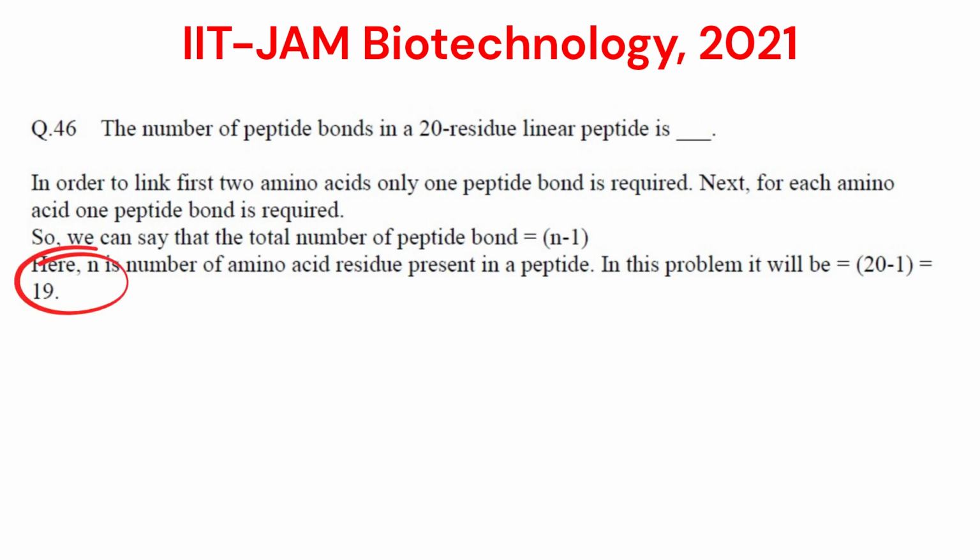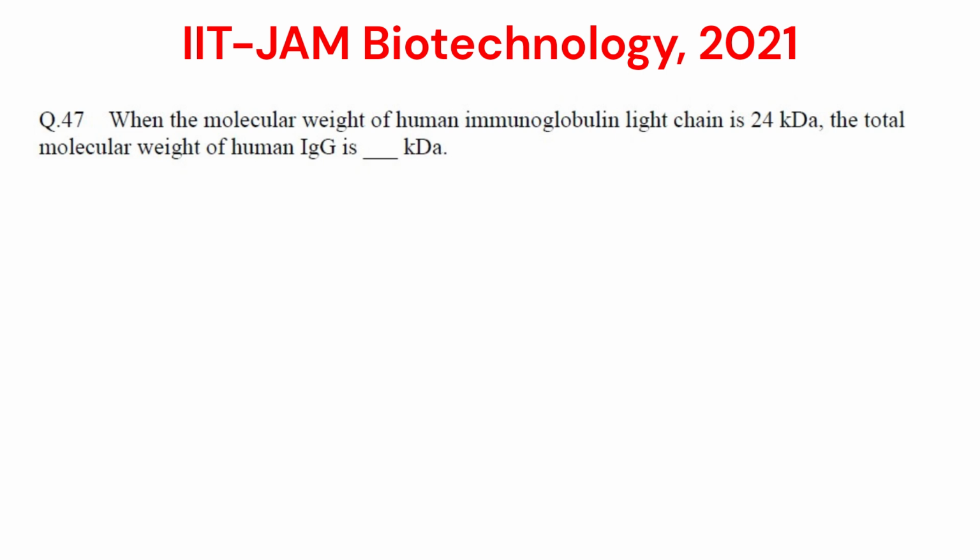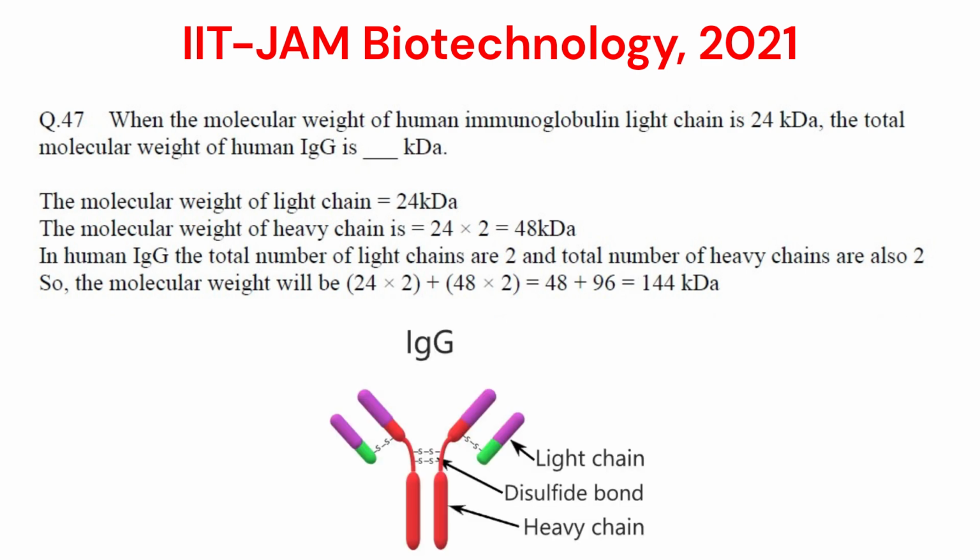1, or 19. Here the molecular weight of the human IgG light chain is 24 kD and you have to calculate the total molecular weight of human IgG. The molecular weight of the light chain is 24 kD, so the molecular weight of the heavy chain will be 48 kD. And in human IgG, we know that the total number of light chains is 2 and the total number of heavy chains is also 2. So the total molecular weight will be 144 kilodalton.